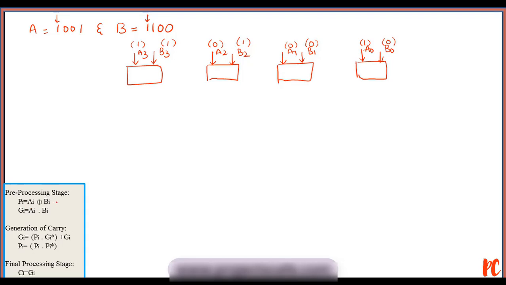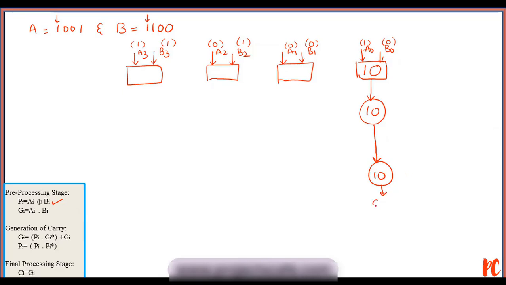For the product propagated value, I need to make the XOR operation of A and B. If I make the XOR operation of 1 and 0, I will get 1. For the generated value, I need to make the product of this. This will give me a product of 0. Next, I am going to move this as it is, 1, 0. Similarly, for the next stage, I am going to keep this as it is, 1 followed by 0.